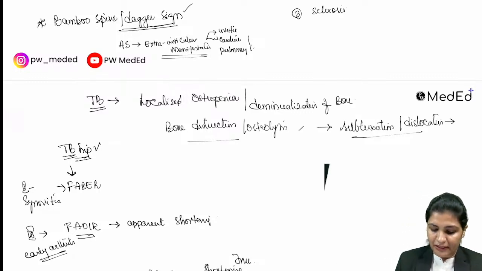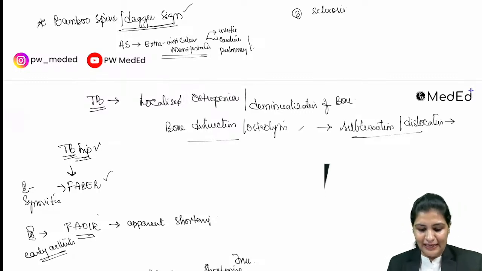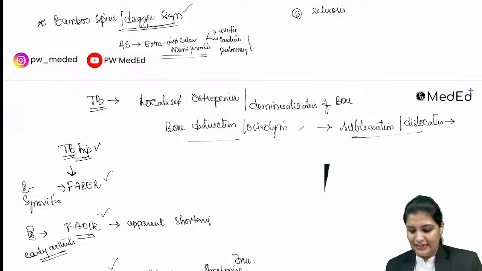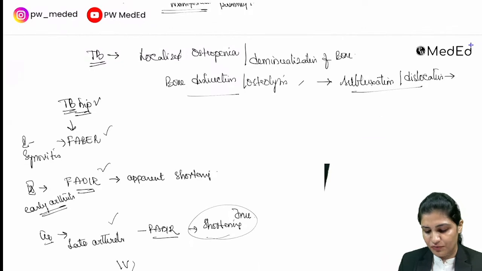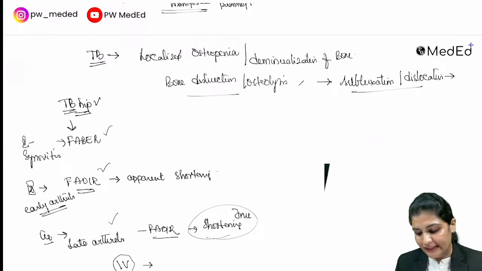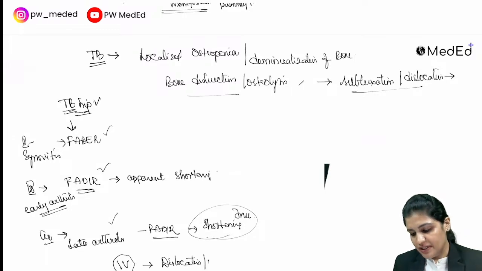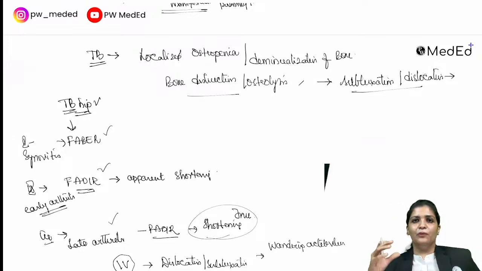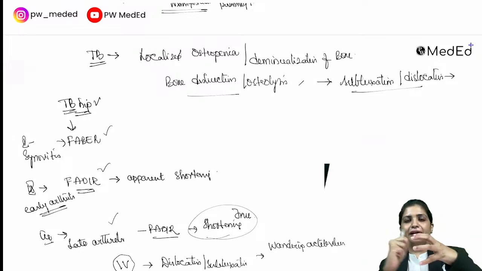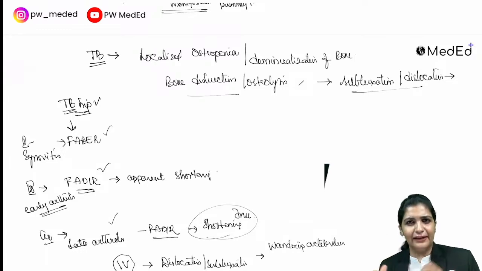So now coming to the TB here. First is synovitis, then early arthritis, then late arthritis where you see shortening, and finally the patient will enter the fourth stage where there will be dislocations or subluxations. In case of your hip, you will see conditions such as wandering acetabulum. The acetabulum will become big and the femur head will move up and down. So this is wandering acetabulum.